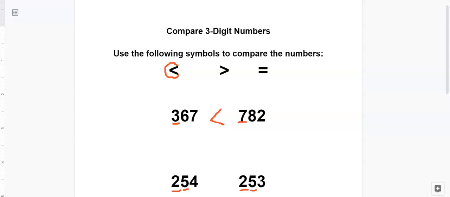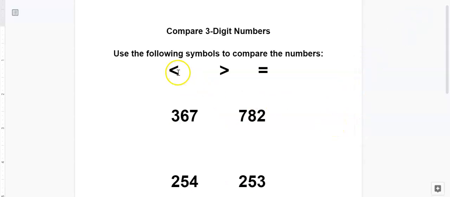So they're still equal, so then we go to the next number in value, which is the 1 spot. Here we have a number 4, and here we have a number 3. Finally, we have two numbers that are different. So the 4 is greater than the 3. We're going to open Pac-Man towards the number 254. 254 is greater than 253.